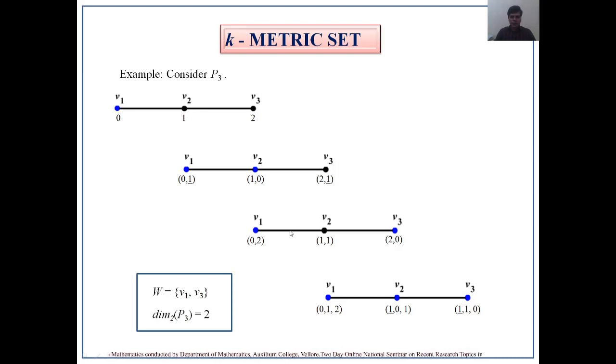Therefore two metric set only possible. Therefore two metric dimension of P3 is 2. There are two elements and two places it varies. Therefore two metric dimension of P3 is 2.